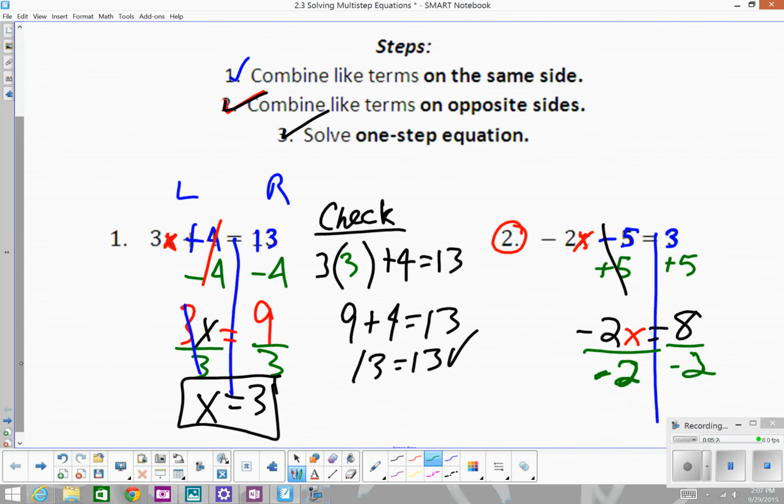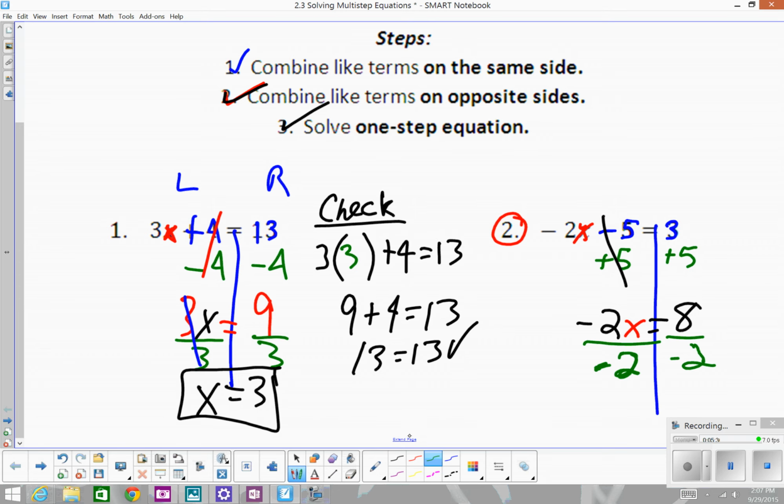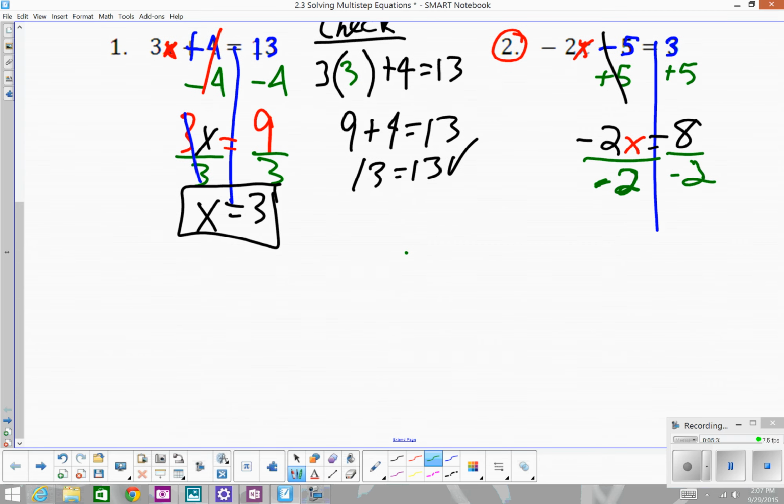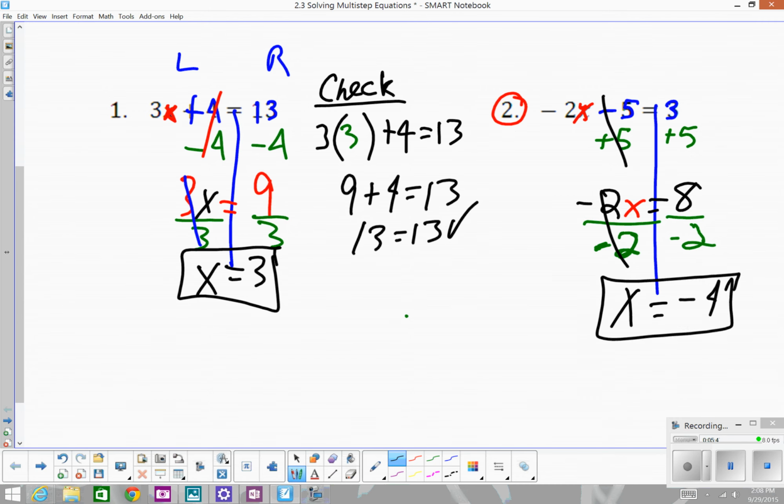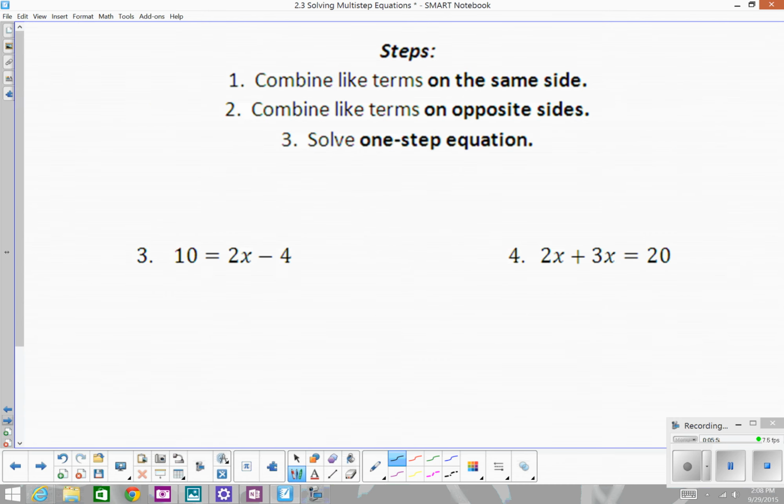Okay, cool. Now, when I simplify, -2 divided by -2 is going to end up being 1. I'm left with x is equal to 8 divided by -2, which is -4. If you want to go ahead and check my answer, you can. But I'm going to move on to number 3, example 3.